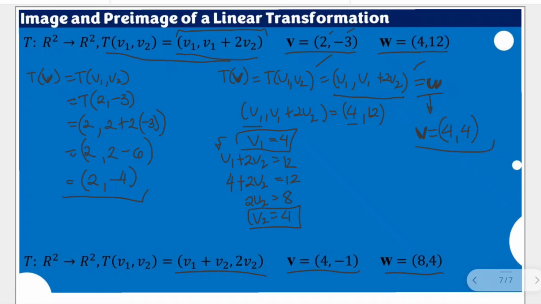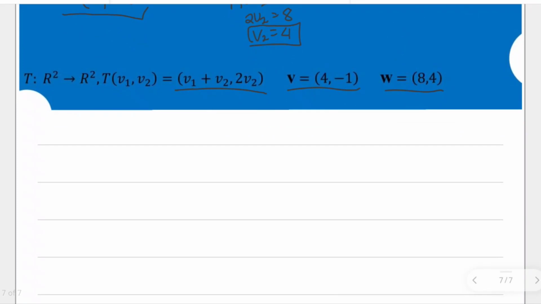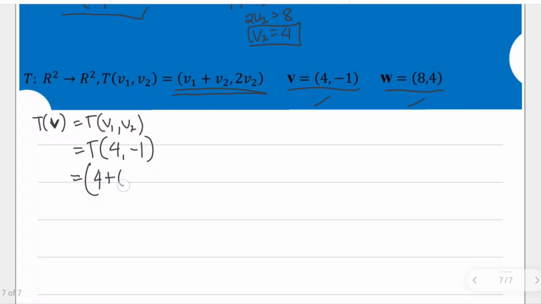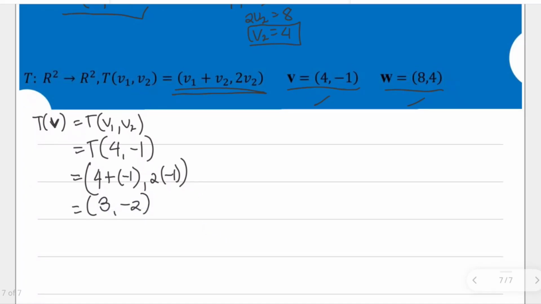Now doing the same thing on the next one. Okay, so again, we're going to solve for the image of v and the pre-image of w. So the transformation of vector v, which will use the v sub 1 and v sub 2, is this one here, 4 and negative 1. With this, we're going to use this definition. So v sub 1, which is 4, plus v sub 2, which is negative 1, and then twice your v sub 2, which is negative 1. So you have here 4 minus 1, which is 3, and then negative 2. This is the image of your vector v.